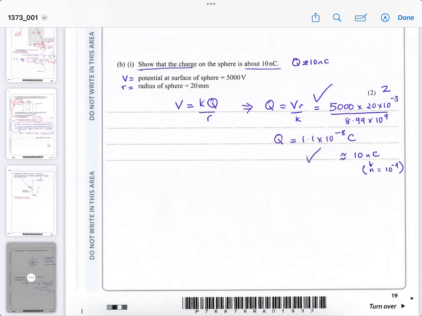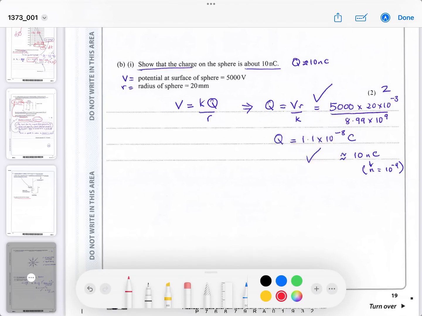So we can use the equation which is given to you on the equation sheet: the potential equals the constant of proportionality, which is 8.99 times 10 to the 9, and this is given to you also on the equation and formula sheet at the back, times Q over r. You change the subject to make Q the subject. We know K. We know the voltage and we know the radius. So we know everything on the right-hand side. Put the numbers in, and it's a 2-mark question.